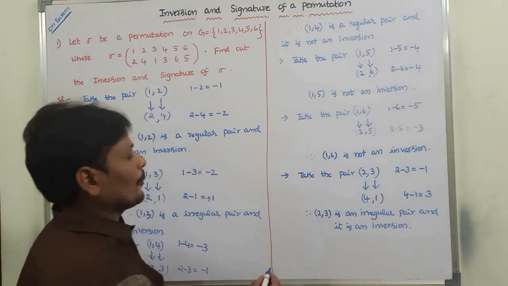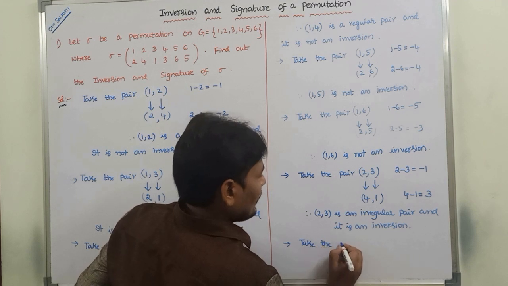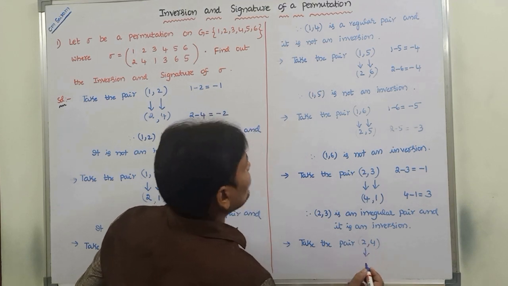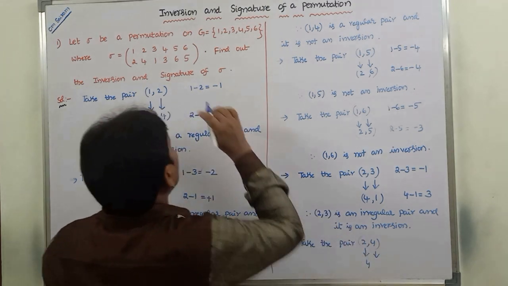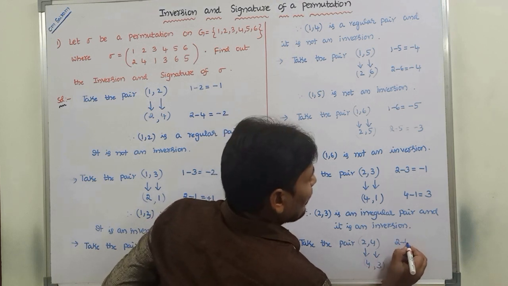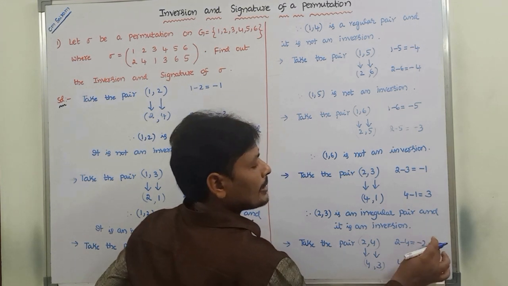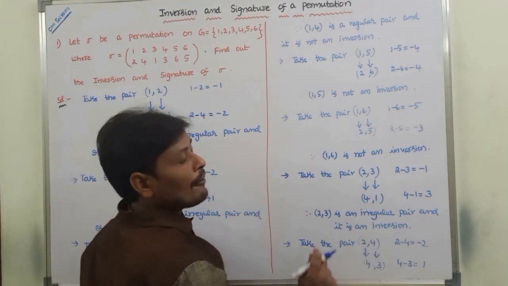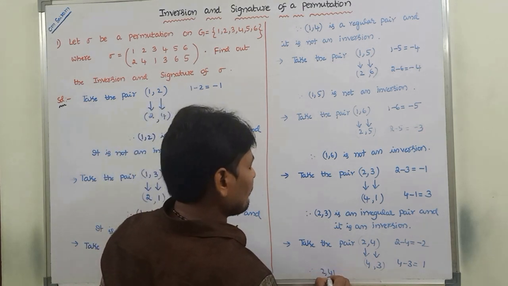Next, 2,4. Take the pair 2,4. Here 2's image is 4, 4's image is 3. The difference is 2 minus 4 is equal to minus 2, and 4 minus 3 is equal to 1. One result is negative and one result is positive. Hence we can say that 2,4 is an irregular pair. Therefore 2,4 is called an inversion.